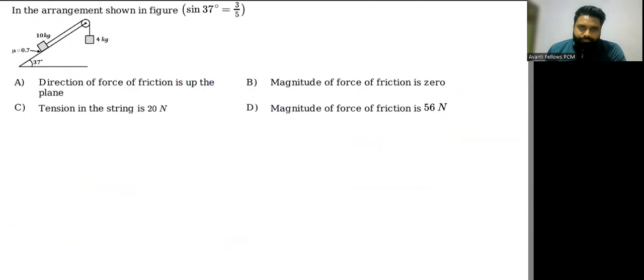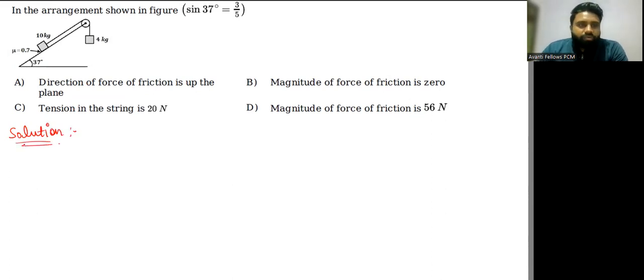Got it? Now, in the arrangement shown in the figure, we have to find out whether the direction of force of friction is up the plane, or the magnitude of force of friction is 0, or the tension in the string is 20 Newton, or the magnitude of force of friction is 56. Okay. So in this arrangement, a block and pulley system is given. These are the most asked questions.